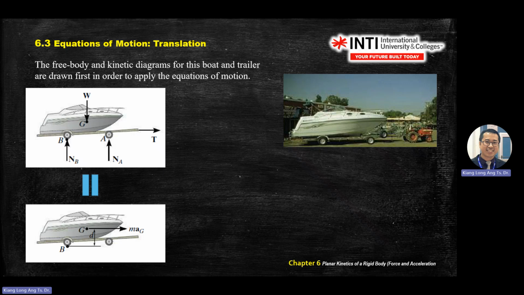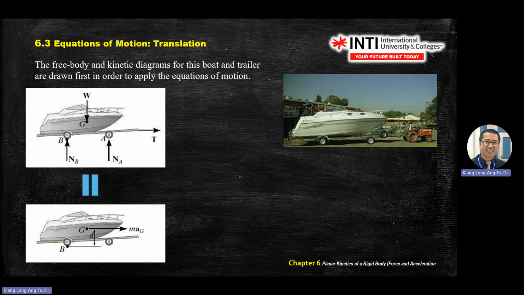Now, when you come to chapter 6, you add one more diagram, which only looks at the center of gravity. Where is the direction of the center of gravity moving? Either move up or move down. You draw the direction. In this case, if this boat is pushing to the right, the magnitude of force is ma, mass multiplied by acceleration at the center of gravity, in this direction.